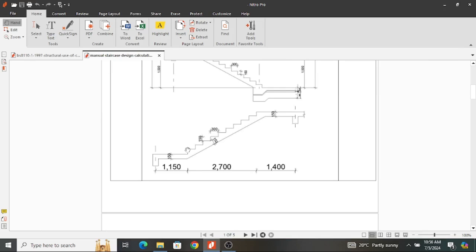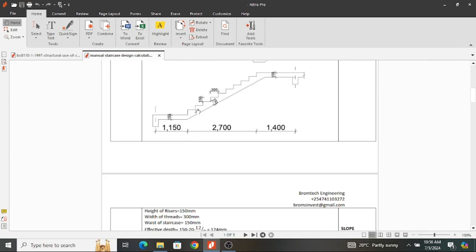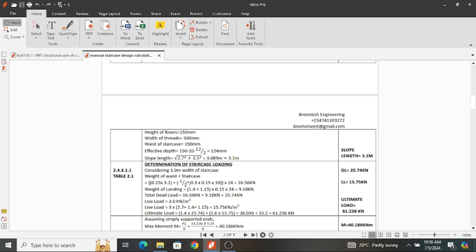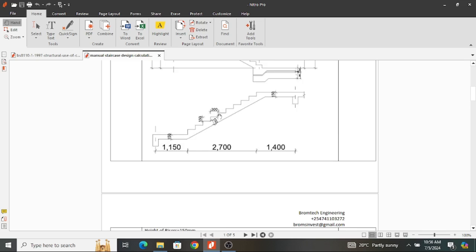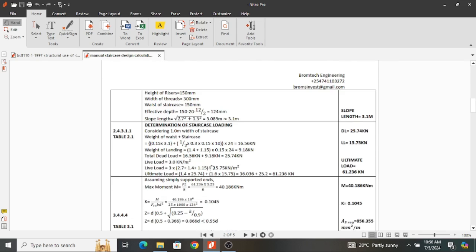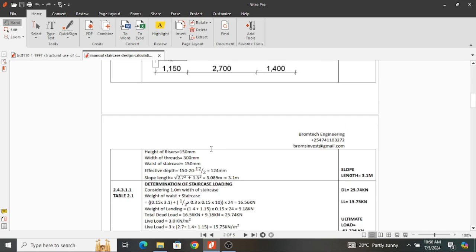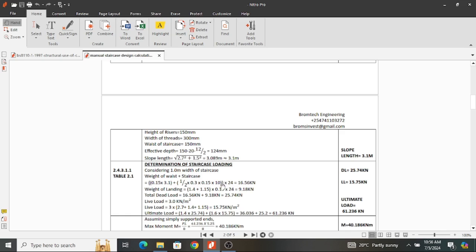So the area is a triangular area. Therefore, I'm going to determine that area. It is a half multiplied by this dimension, which is 300 multiplied by 150. So a half multiplied by 0.3, that is in meters, and multiplied by 0.15. And then the steps are 10 in number. So you multiply by 10 so that you can get the total cross-sectional area, which when you multiply by 1, it's still the volume of the concrete at that section.